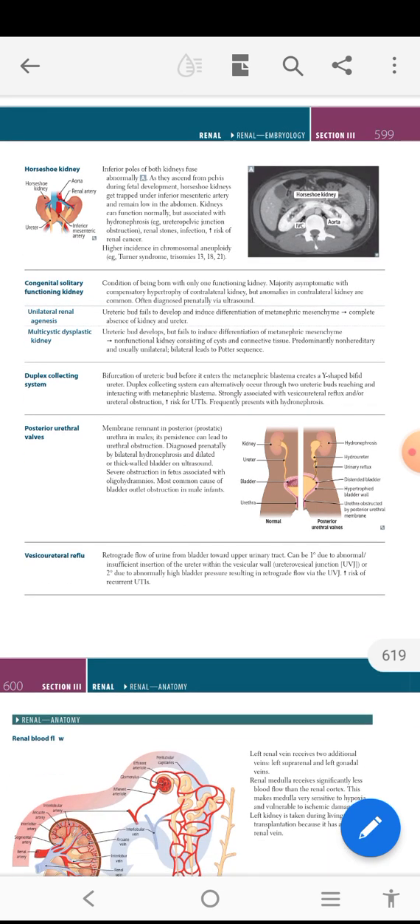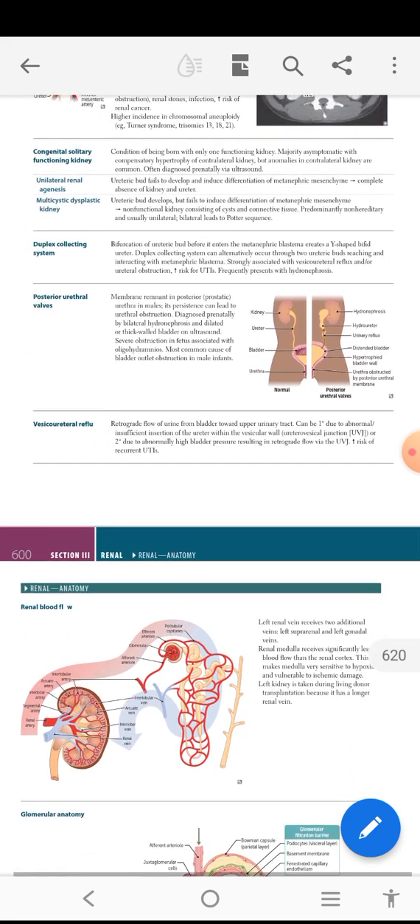Vesicoureteral reflux. It is a retrograde flow of the urine from the bladder toward the upper urinary tract. It can be primary due to the abnormal or insufficient insertion of the ureter within the bladder wall, which is the ureterovesical junction, or secondary due to the abnormally high bladder pressure resulting in the retrograde flow through the ureterovesical junction. It increases the risk of the recurrent UTIs.